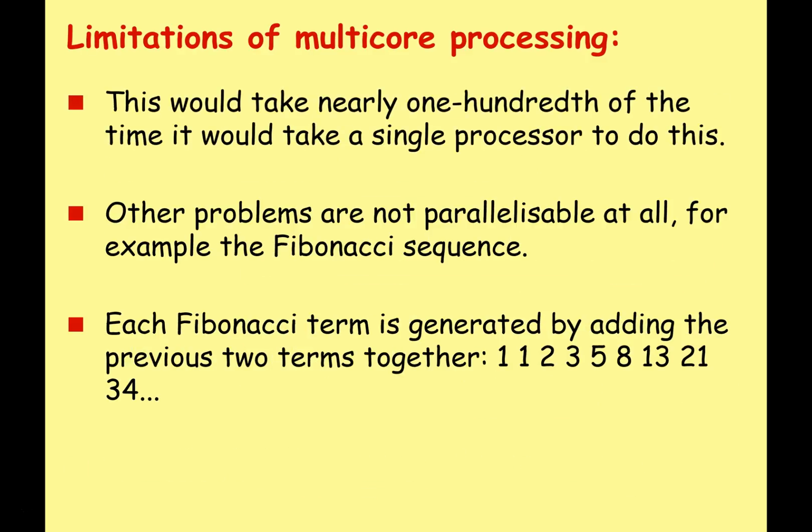This would take nearly 1/100th of the time on a 100-core system than it would take a single processor to do. That's pretty easy. It's a situation that can be easily run in parallel, so a system that has 100 CPUs would run it roughly 100 times faster than a single-core system.